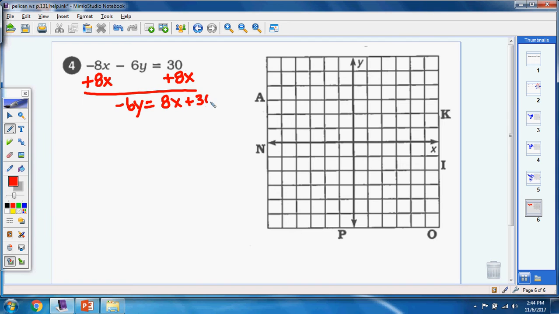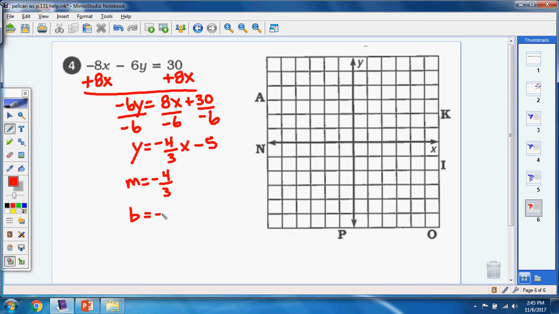So on your mind right now should be, okay, I'm probably going to have to simplify or reduce, whichever word you'd like to use. So y is equal to, a positive divided by negative is a negative. 8 and 6 can both be divided by 2, so that's negative 4 over 3 with an x. And then a positive divided by negative is a negative. 30 divided by 6 is a 5. So m is going to be negative 4 over 3. And my starting point, my y-intercept, is negative 5.